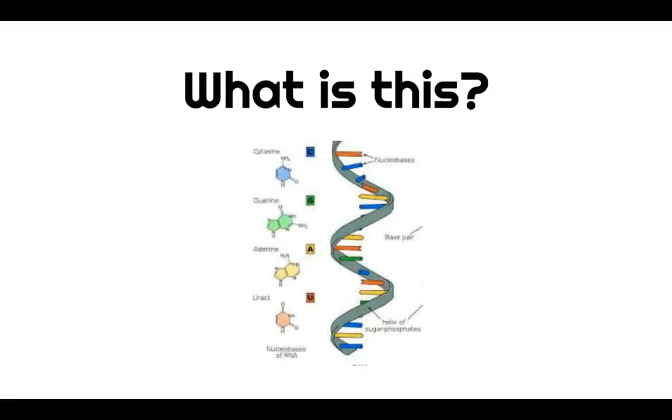What is this? I see one strand. I see cytosine, guanine, adenine, and uracil. These are nucleobases or nucleotides of RNA. I know that RNA stands for ribonucleic acid. This is a nucleic acid.